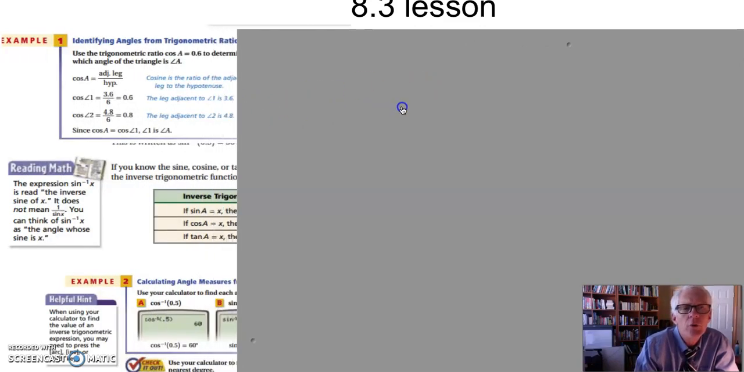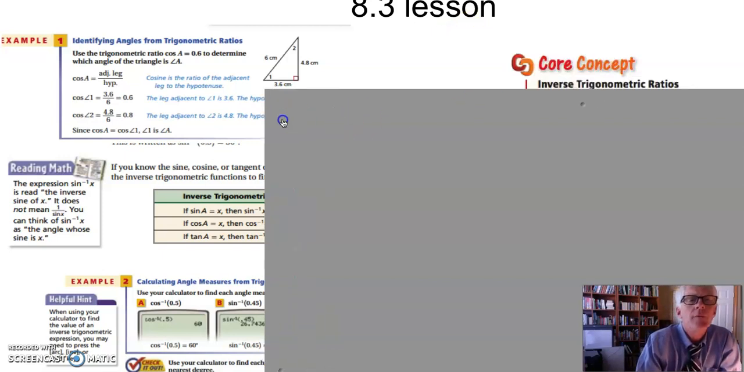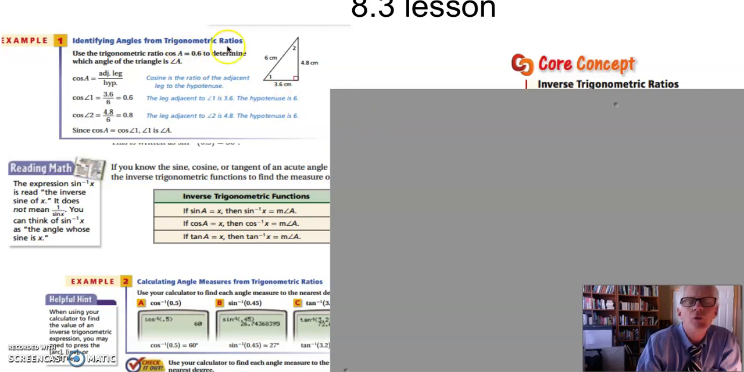Now I've included two examples, both from our book that you have access to at home, and also the Big Ideas Geometry book. Same information, sometimes a little bit different format. So here we go. First thing is looking at the angles of trigonometric ratios.